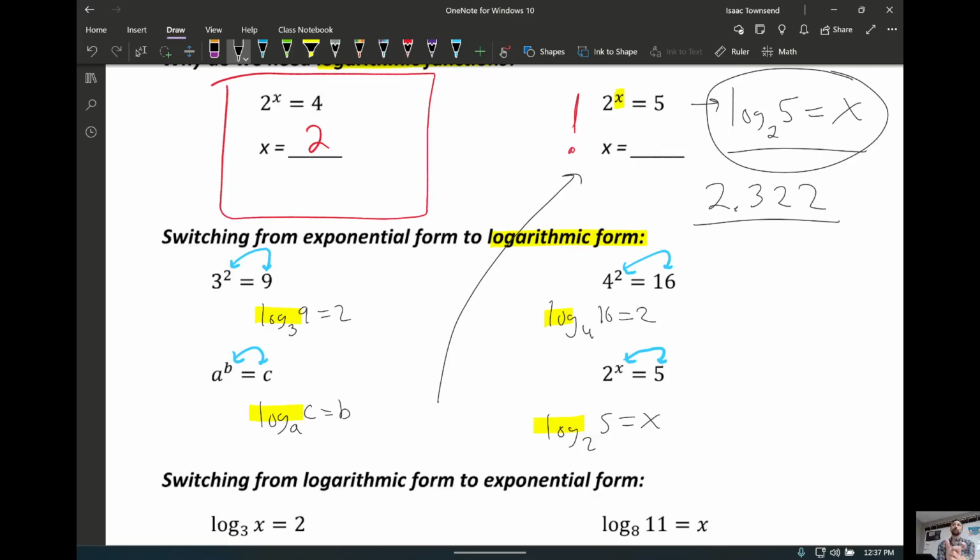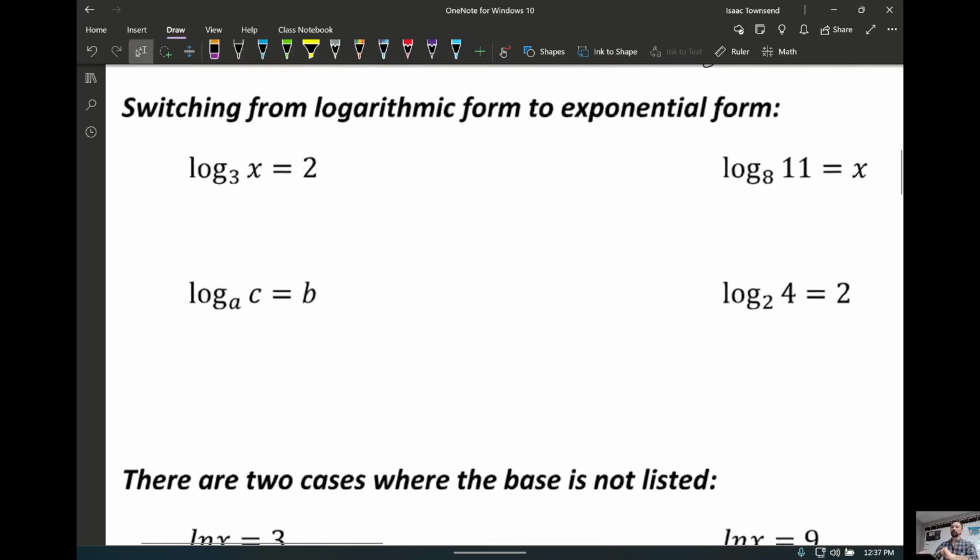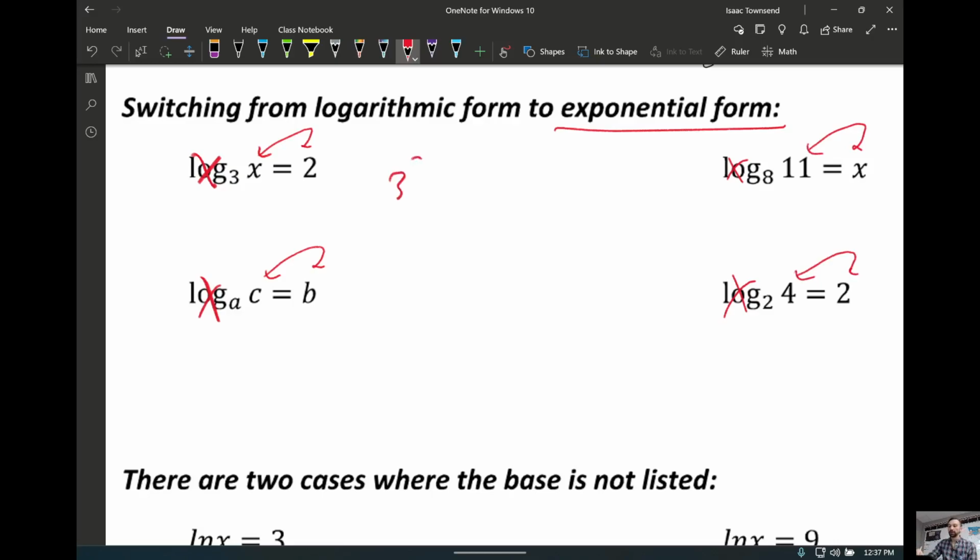Now, if you can go from exponential form to logarithmic form, the next skill is just undoing that. Exponential form doesn't have the word log in it, but for you to remove log from your equation, you have to swap those two things back. So you're just undoing what I just said in the last little section. So 3 squared equals x, a to the b equals c, 8 to the x equals 11, 2 squared equals 4. If you can go one direction, you should be able to go the other direction also.